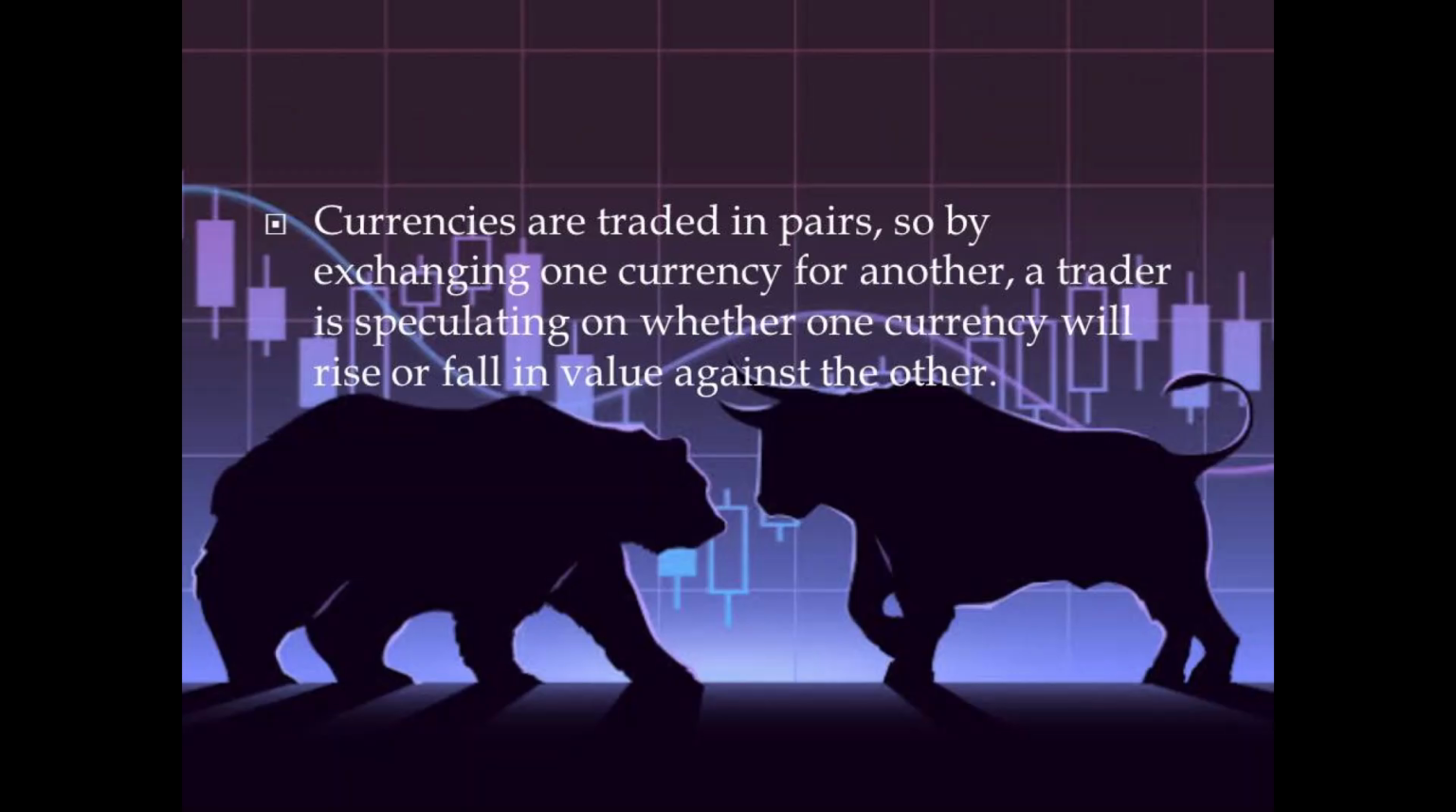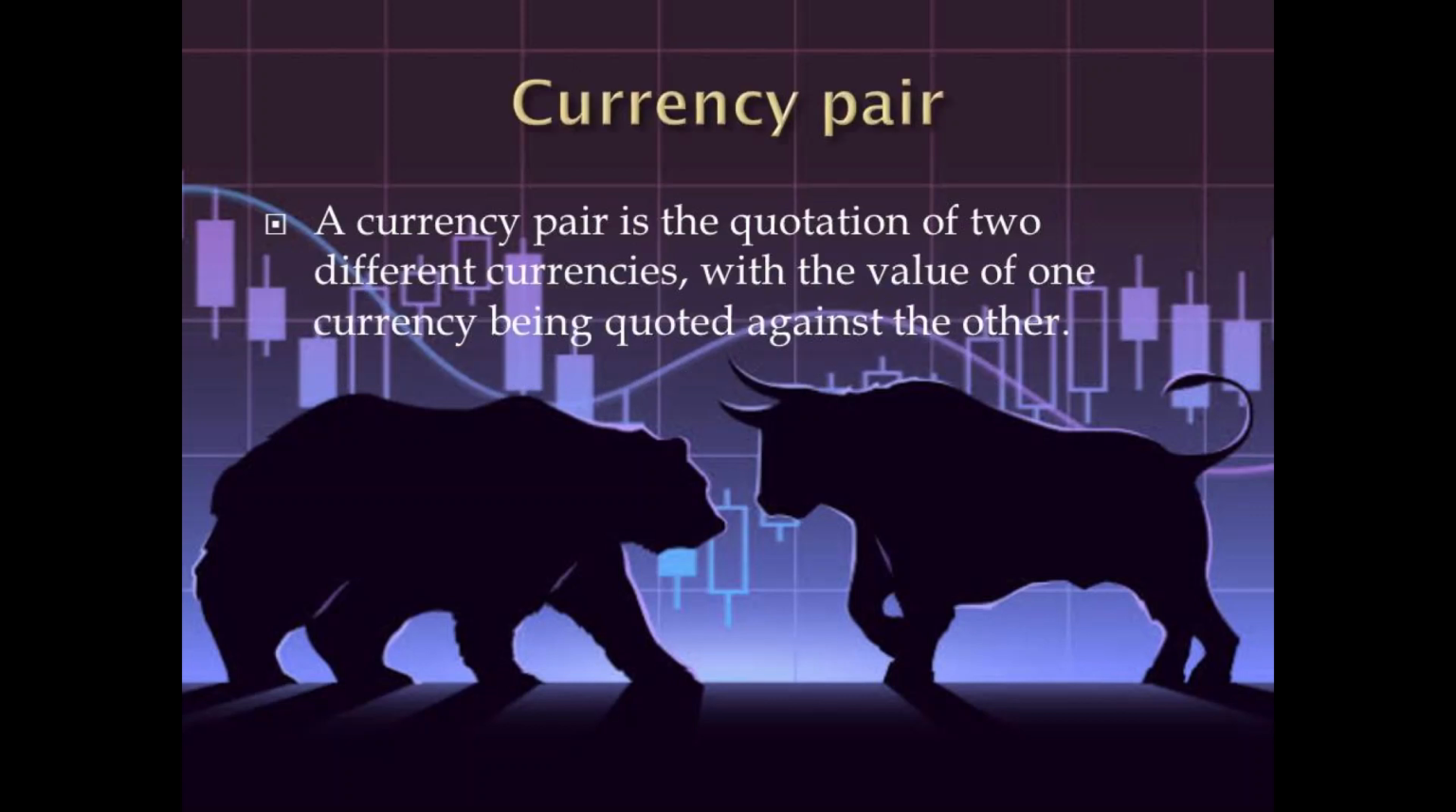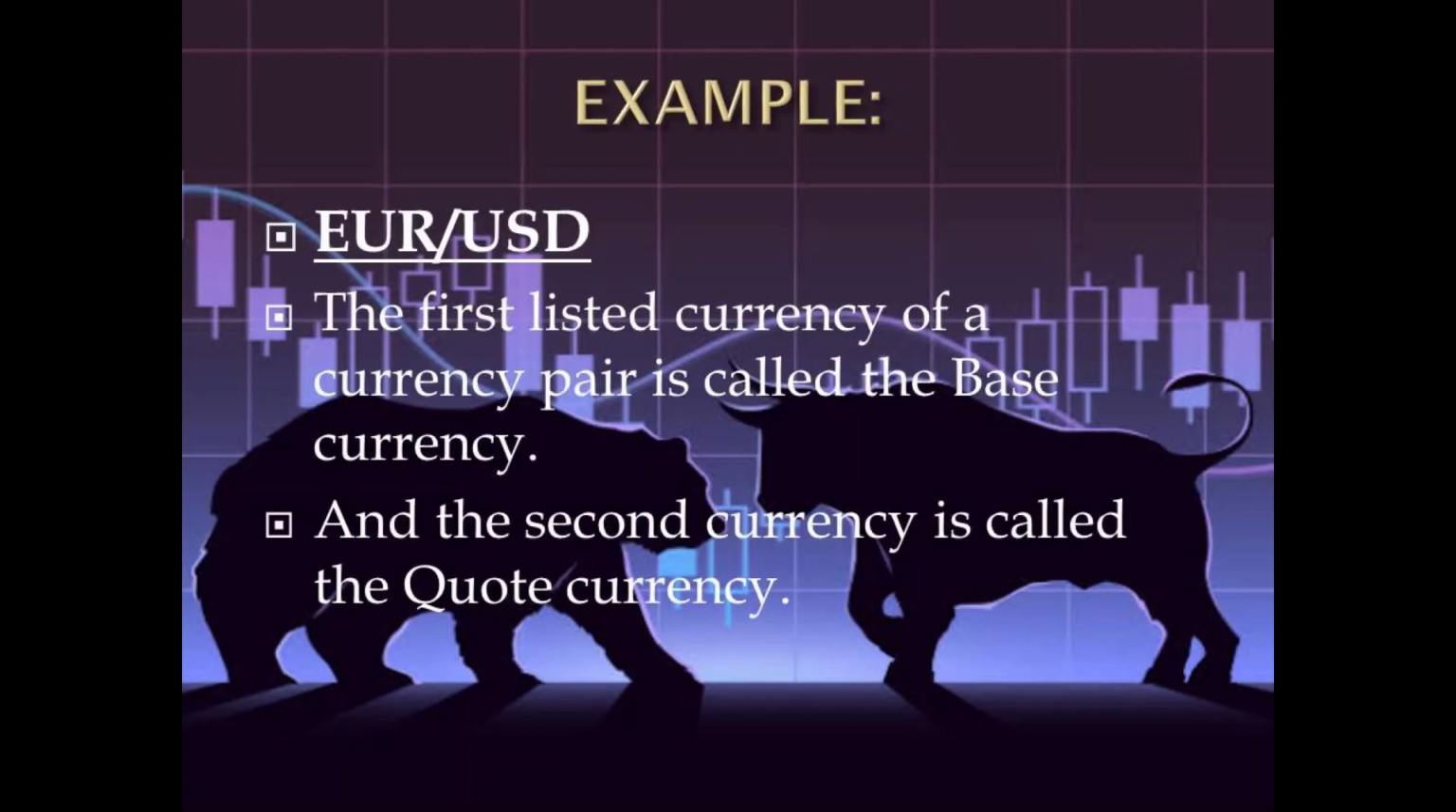It is also important to note that currencies are traded in pairs. By exchanging one currency for another, a trader is speculating on whether one currency will rise or fall in value against the other. So, what is this currency pair we are talking about? A currency pair is a quotation of two different currencies, with the value of one currency being quoted against the other. Let's take an example of a currency pair.